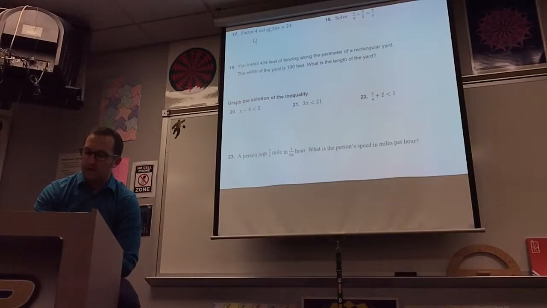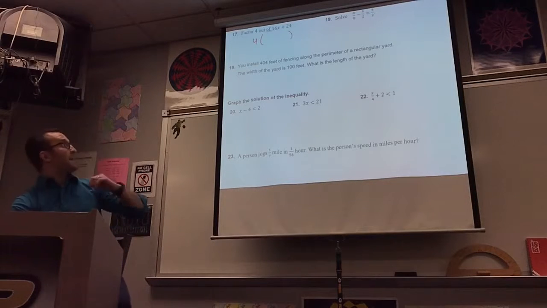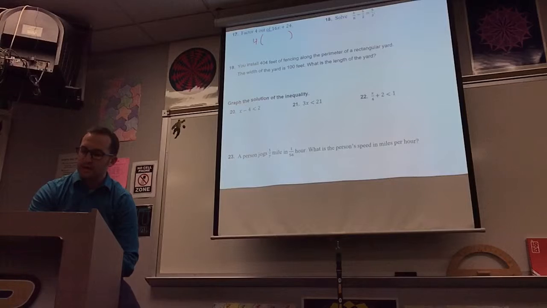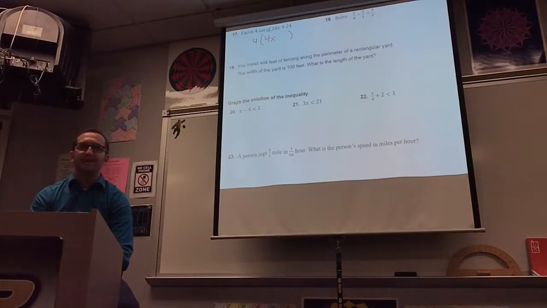All right, so 4 times what? So if I factor a 4 out of 16x, what's left? 4x. If I factor a 4 out of 24, what's left? 6. And what's the symbol going to be? There you go. That's it. If you see factor, that's all it's saying. It's saying divide that out. Pull it out. Okay?